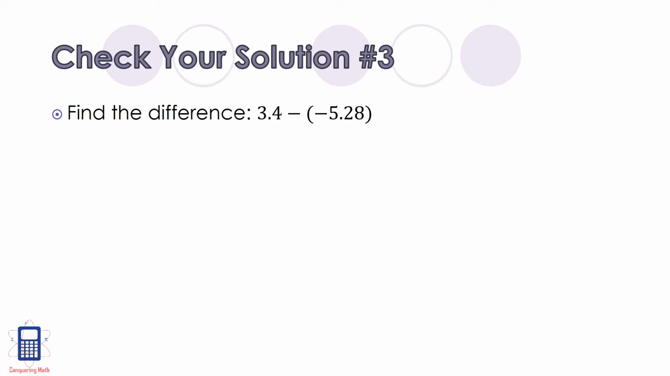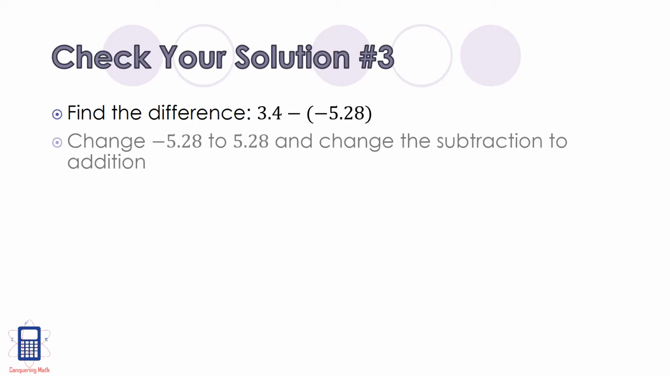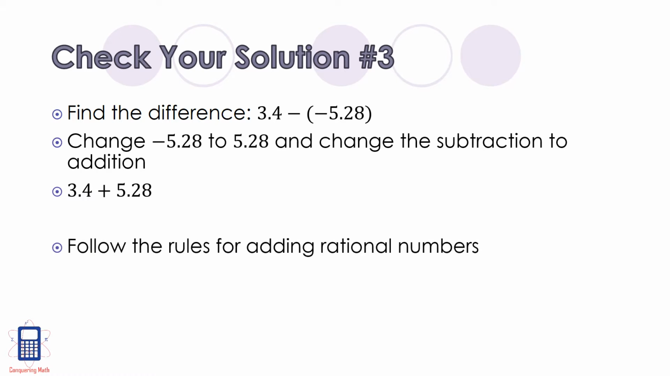So the first thing we need to do is change -5.28 to +5.28, and we'll change the subtraction sign to an addition sign. So now our expression is 3.4 plus 5.28. Once again, we just need to follow the rules for adding rational numbers, and in this case it's just basic decimal addition. So 3.4 plus 5.28 equals 8.68.